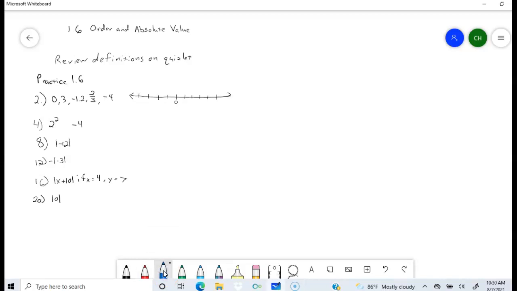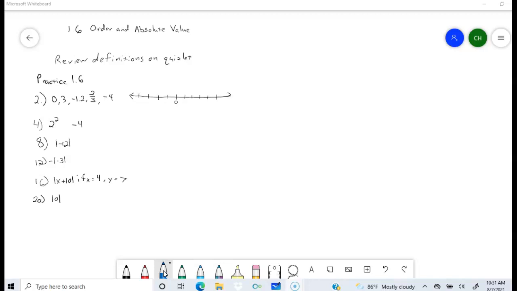Okay, welcome to Algebra 1, Section 1.6, Order and Absolute Value. I've got all your definitions on Quizlet, so you need to go to that and review the definitions, be familiar with those. We're going to do some examples in practice 1.6.